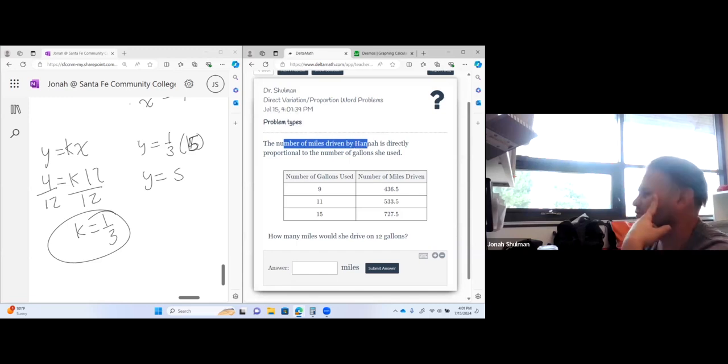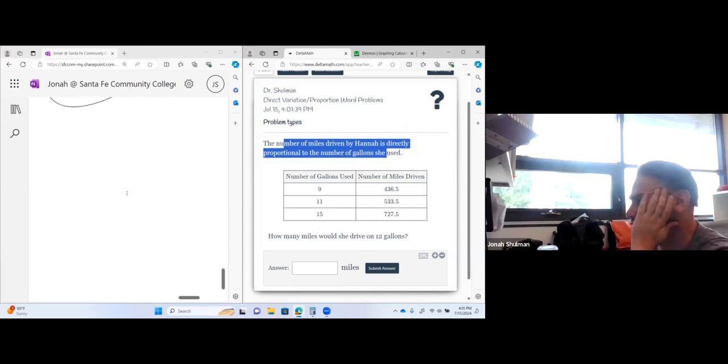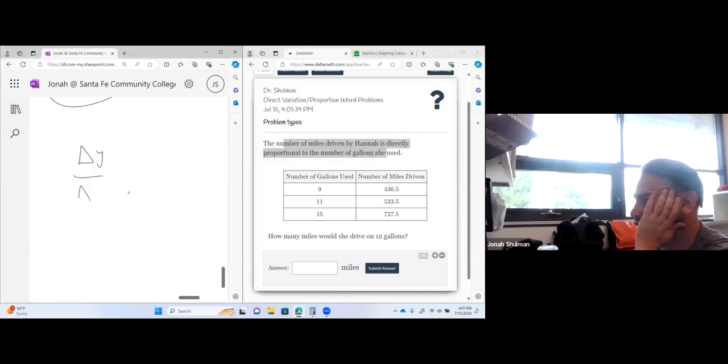The number of miles driven by Hannah is directly proportional to the number of gallons used. How many miles would she drive in 12 gallons? So to do this one, we just need kind of the slope, right? Change in y over change in x. You can just do one of them, but I like finding the slope. But we'll do a proportion. We did enough slope. So y equals k times x. Well, let's just do the first one.